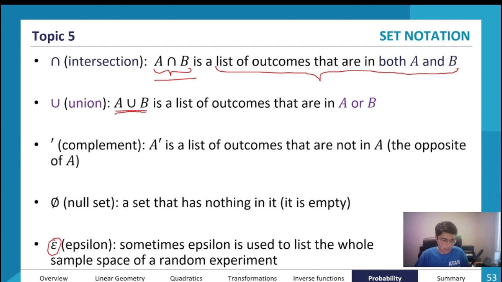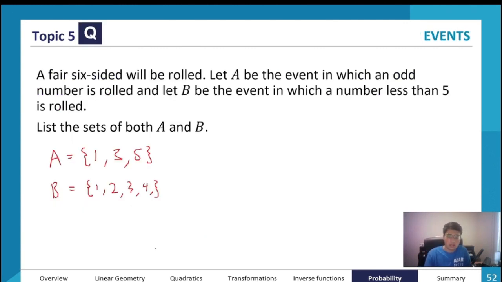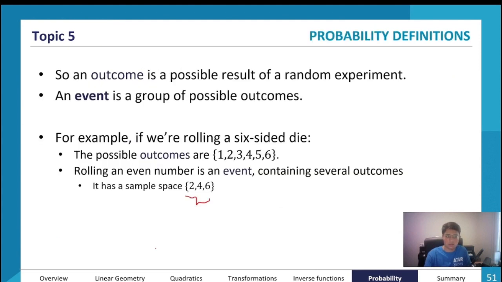And then you also have epsilon, which is probably used a little bit more than the null set. And sometimes used to list the entire sample space of a random experiment. So, if I was to go back to our scenario with the six-sided dice, I've said here that the possible outcomes are 1, 2, 3, 4, 5, and 6. We can also just say epsilon is equal to 1, 2, 3, 4, 5, 6.